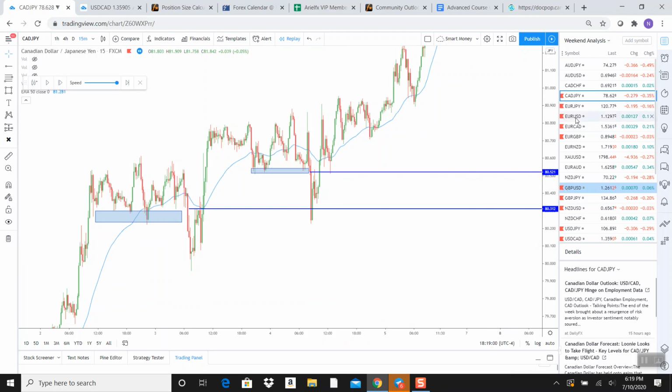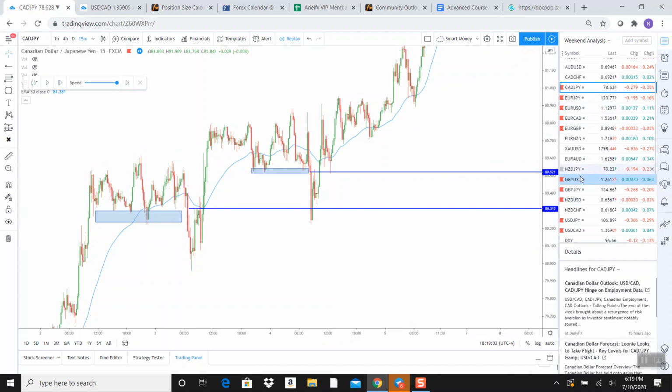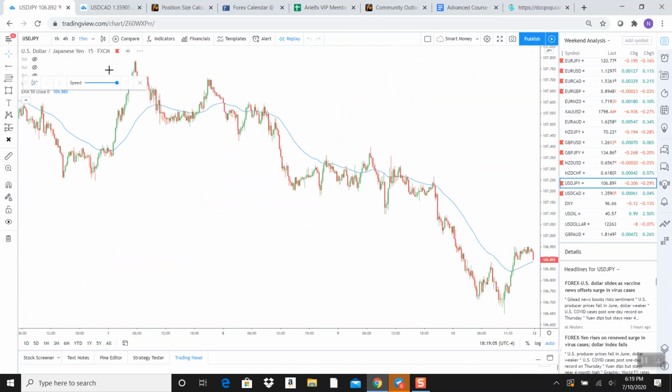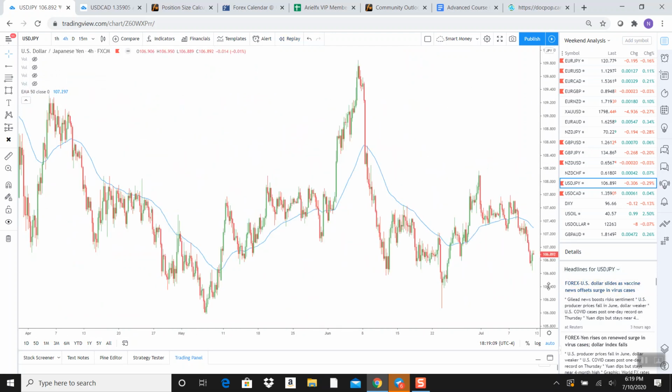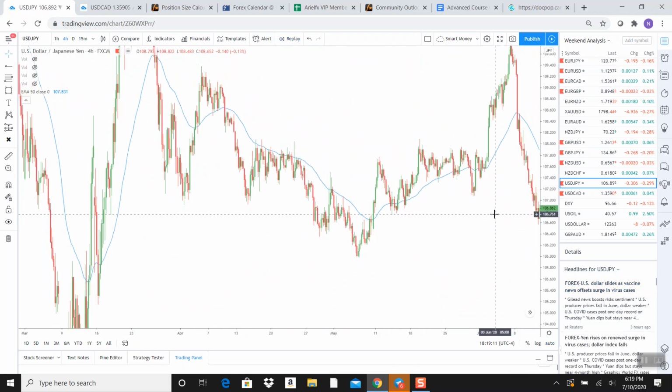All right, next pair, USDJPY, 4 hour time frame. Higher time frame, guys. We got to do our higher time frame analysis. Here we go. Here it is.